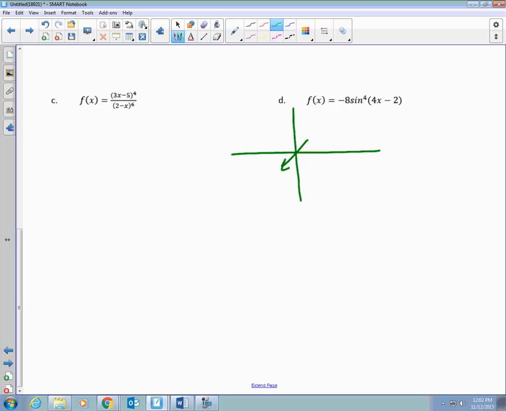What is the last thing you would do if you plugged in a value for x? What's the last operation? Times by -8. But what would you times by -8? Something to the 4th power, right? So -8u to the 4th power. What is that thing you're taking to the 4th power? Sine of 4x minus 2. What's the derivative of -8u to the 4th?